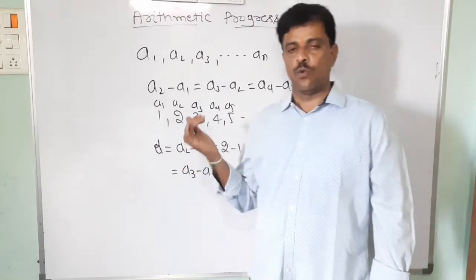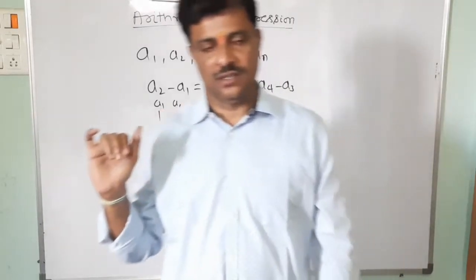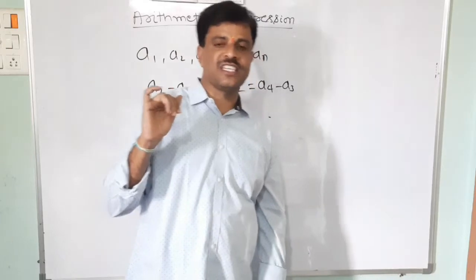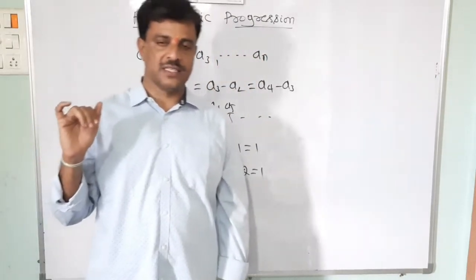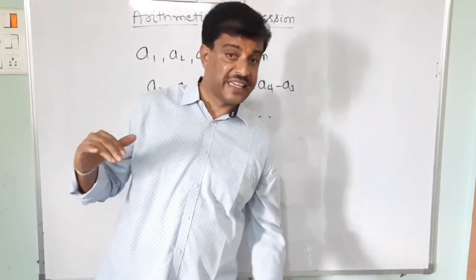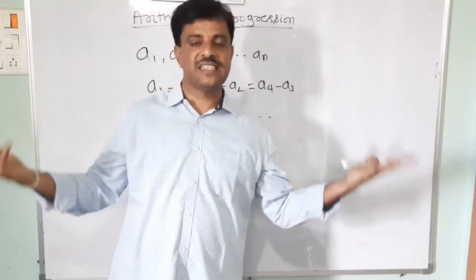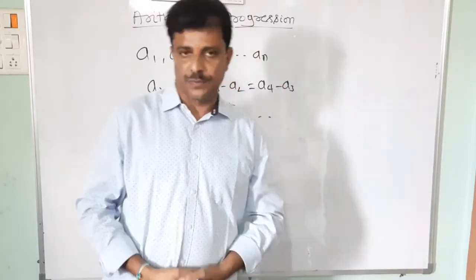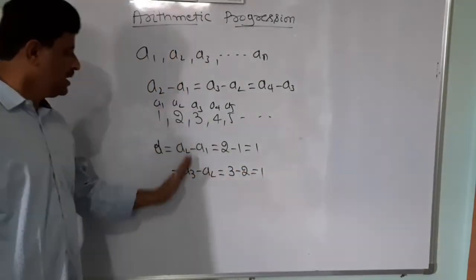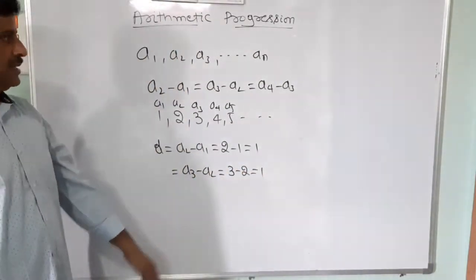Okay, what is meant by arithmetic progression? An arithmetic progression is a sequence in which the difference between any two consecutive terms is constant, or the same. Then it is called an arithmetic progression. This is the definition of arithmetic progression.